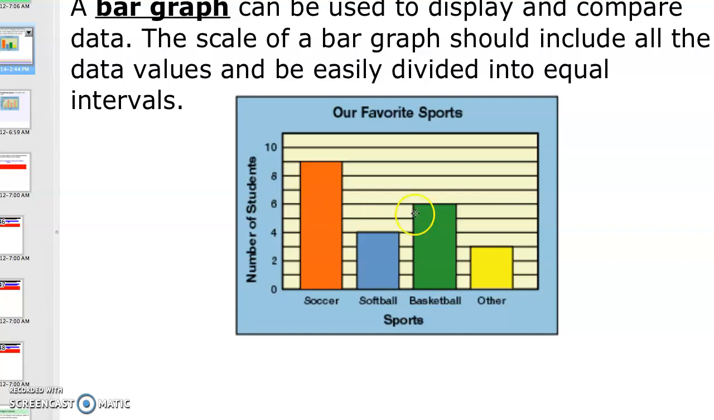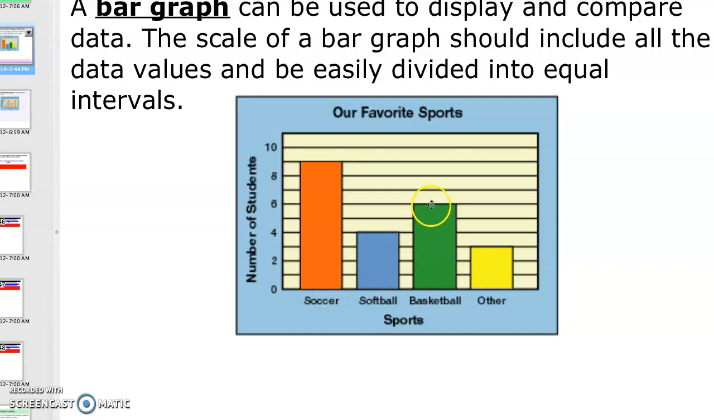So here's a bar graph. Bar graphs are used to display and compare data. It's just another way to display data, just like a stem and leaf plot, a line graph, a dot plot. These are all just ways to display data. So the scale of a bar graph should include all of the data values and be easily divided into equal intervals. So notice all of the bars are the same size width-wise.